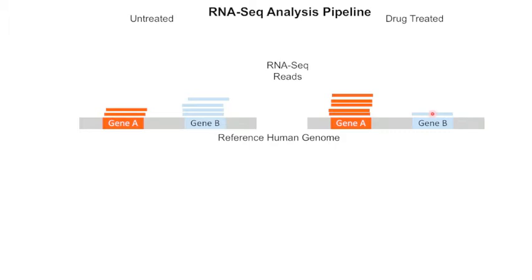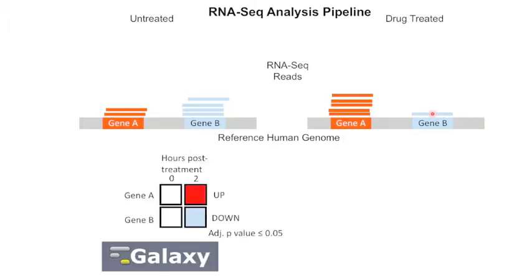With the counts, we can then finally perform differential expression analysis using DESeq2. So as we see for gene A, its expression went up, so it was upregulated. For gene B, on the other hand, its expression went down. We set an adjusted p-value of, let's say, 0.05, and then we get our list of significantly differentially expressed genes.